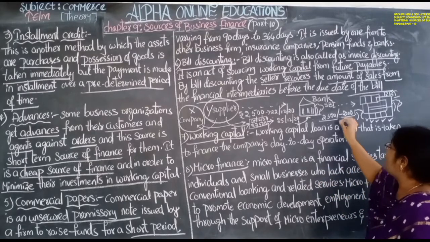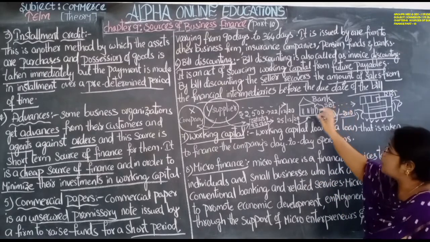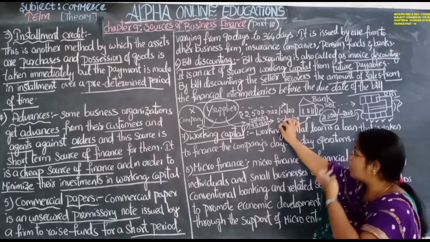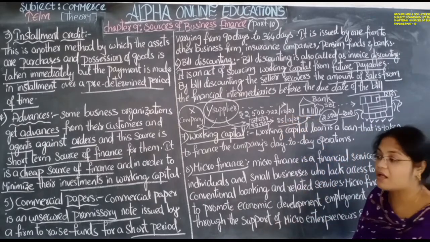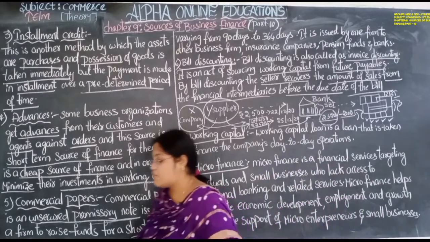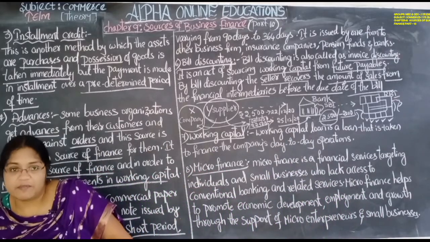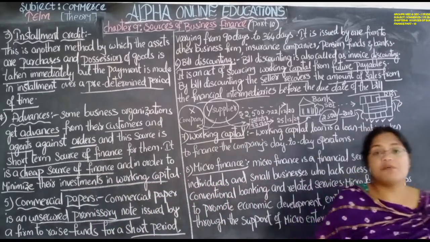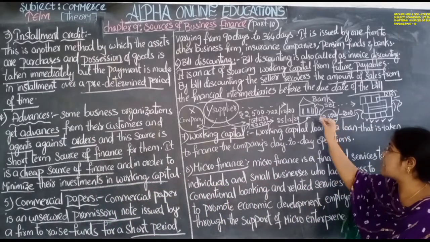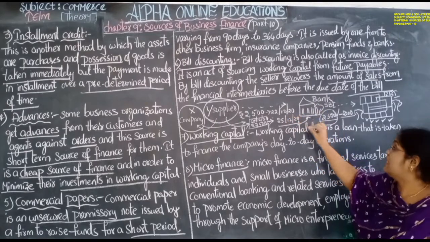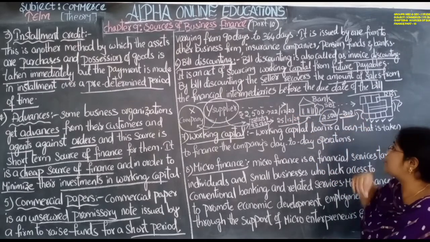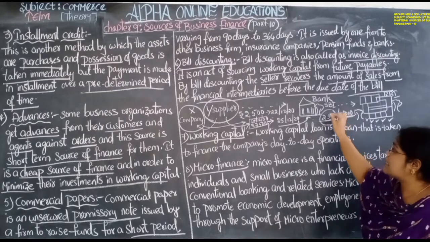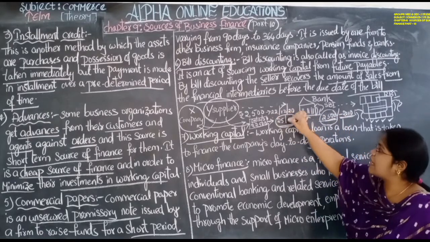So the actual date is the 29th, but the supplier went to the bank before the date, on the 25th. When he went before the date, the bank will discount the bill and give only 2,000 rupees, and it will deduct the 500 rupees because he came before the date.